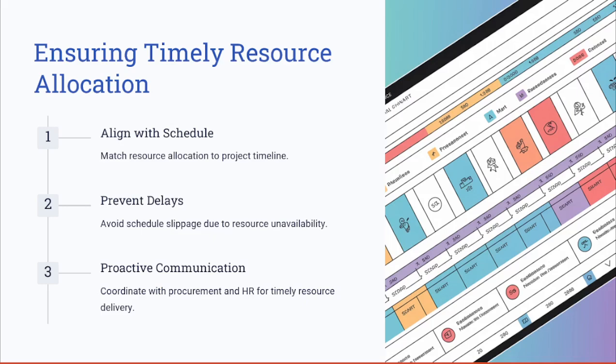Let's take an example here. Ensuring that specialized equipment is delivered to a project site before it is scheduled to be used helps prevent idle time. Similarly, coordinating with HR for staffing needs ensures that key personnel are available when required. In an event management project, for example, securing the venue and the heavy equipment well in advance ensures a smooth execution phase.